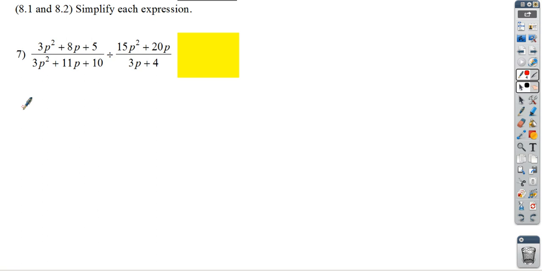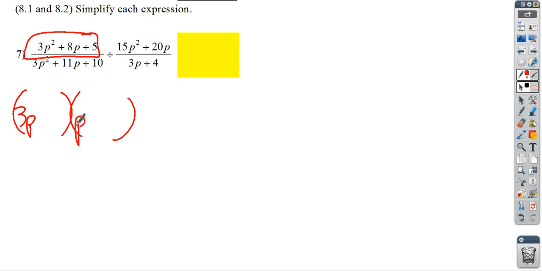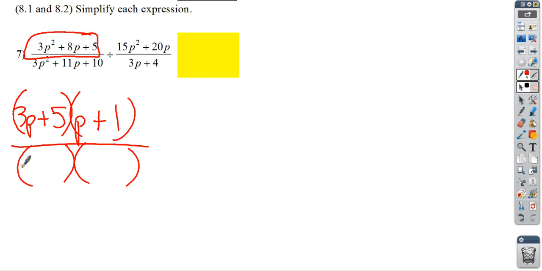Okay, this is a similar problem, so let's factor this top part right here. I'll just do it down below, so we're factoring this right here. What multiplies to 3p squared, 3p times p? What multiplies to 5, 5 times 1? But the 1 would have to go here and the 5 would have to go here. If you try it the other way and you check it using FOIL, it's not going to work. So you start to kind of get better at doing mental math with factoring as you get more practice. But if not, you can use the swing method like we did before.